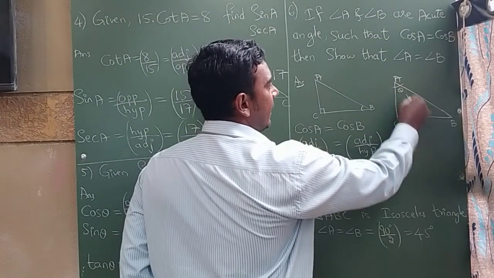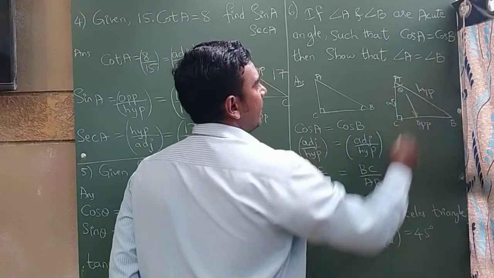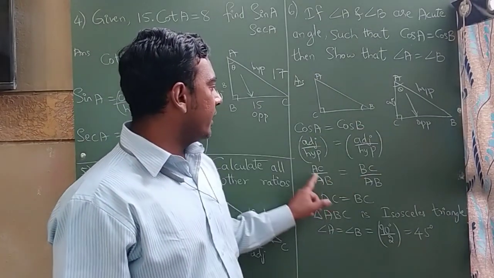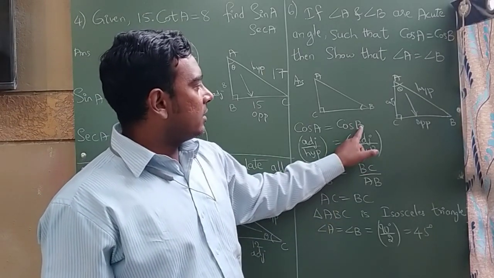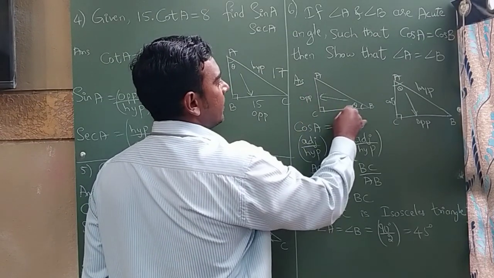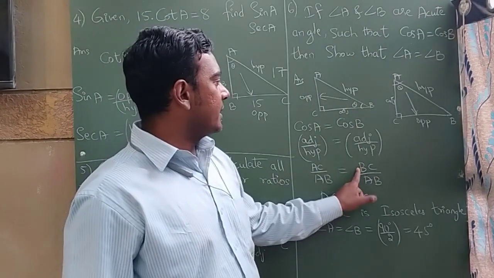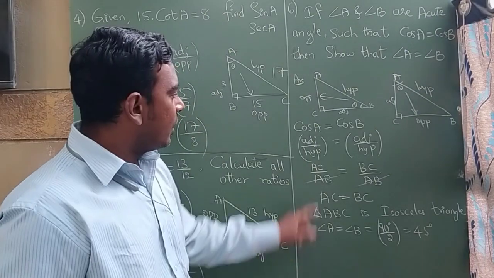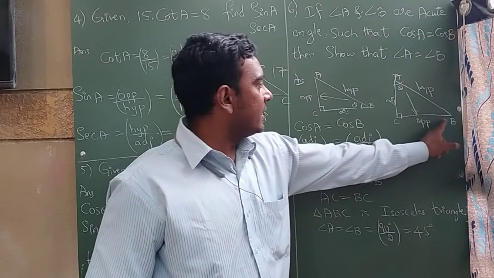If I take theta at angle A, this will become opposite, adjacent, hypotenuse. So cos A is adjacent upon hypotenuse. So adjacent is what here? AC. Hypotenuse is AB. Similarly, theta at B: opposite, adjacent, hypotenuse. So adjacent is BC, and the hypotenuse is AB. This AB and AB get cancelled. So AC is equal to BC. So AC means this side and BC is this side.